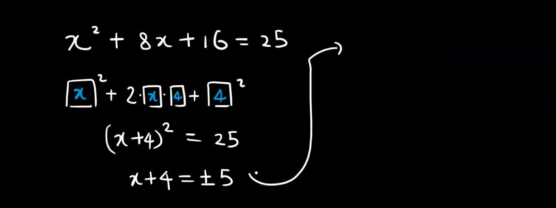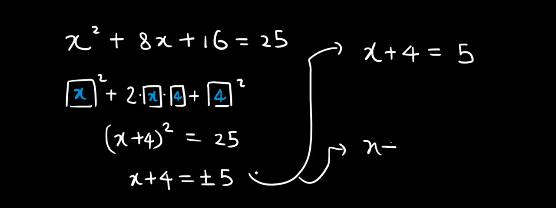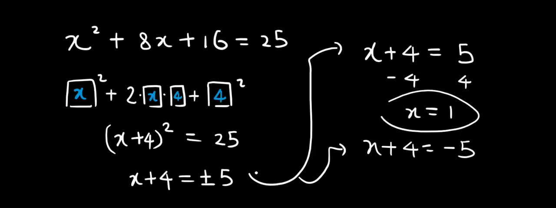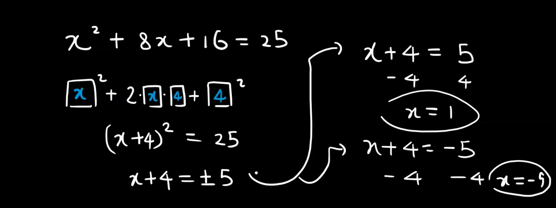Continue here, I will have 2 situations. Situation 1, x plus 4 is positive 5. Situation 2, x plus 4 is negative 5. Solve the first one, minus 4 each side, x is 1. Solve the second one, minus 4 each side, x is negative 9. Okay, all right, the solutions are right here, so this one and this one.